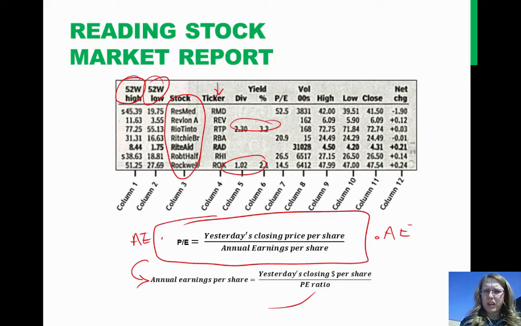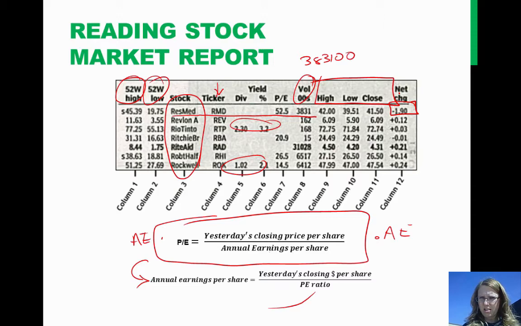Also, we have volume in hundredths. So, for instance, if I look at ResMed here, I would say that the volume of that is 3831, and then I'd add 2 more zeros to it. So that's the volume of that one. Okay, and the last ones, these ones right here, high, low, and close, that is of this day. So the high selling price for today of that particular stock, the low selling price, and then the closing price. The net change is how much it changed from yesterday to today.